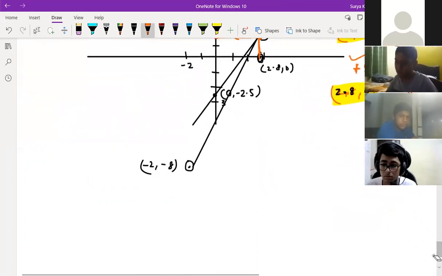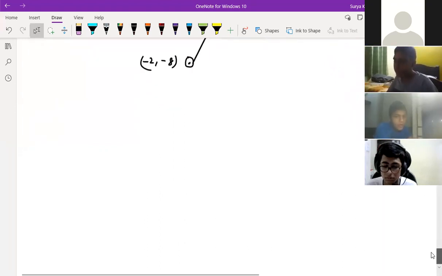Then you tell me what your doubt is. Okay, read the question. I'll just do it here. 3x minus 2y is equal to 5.